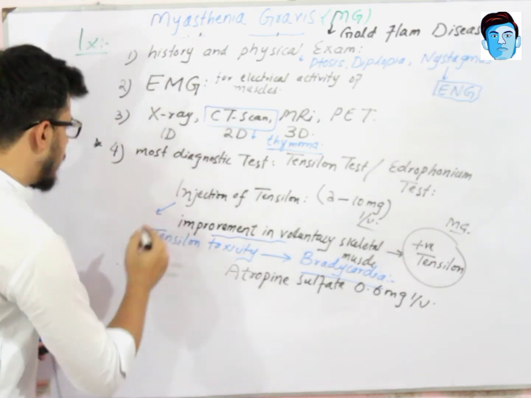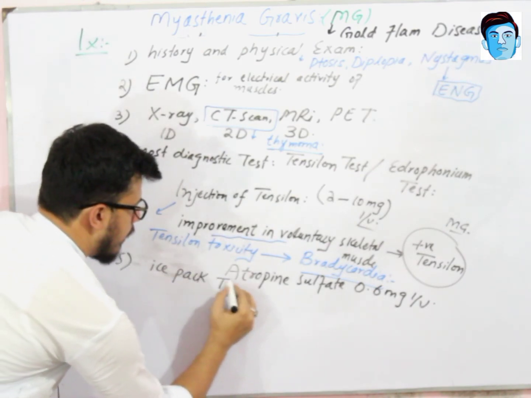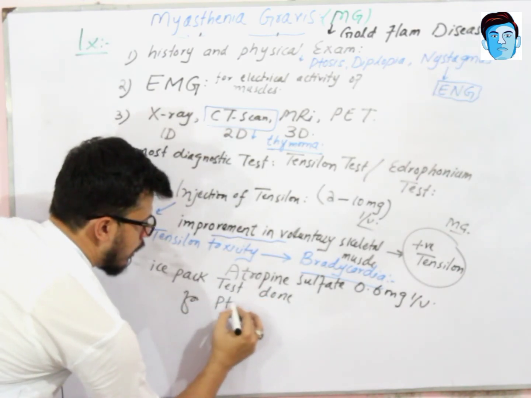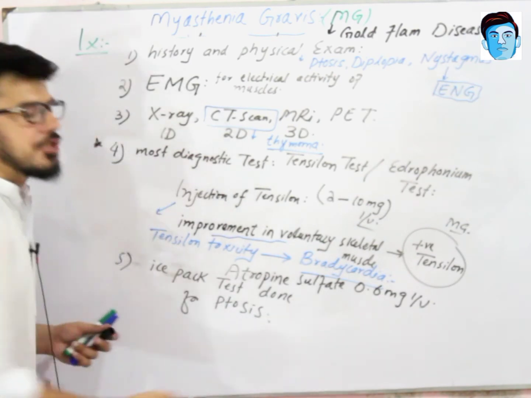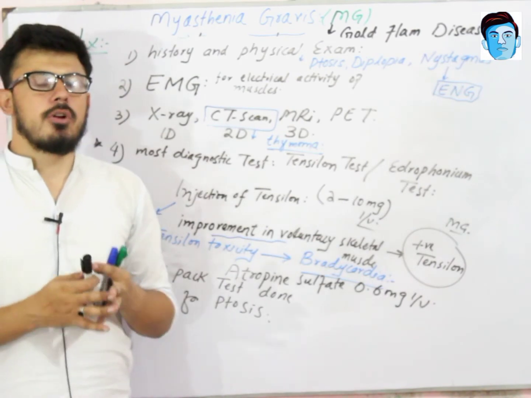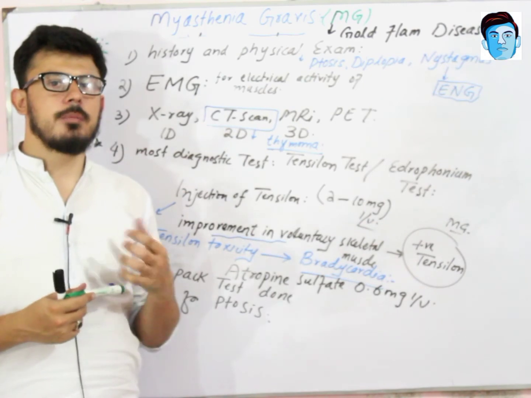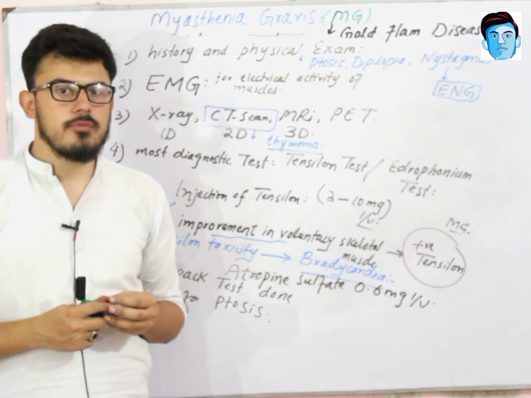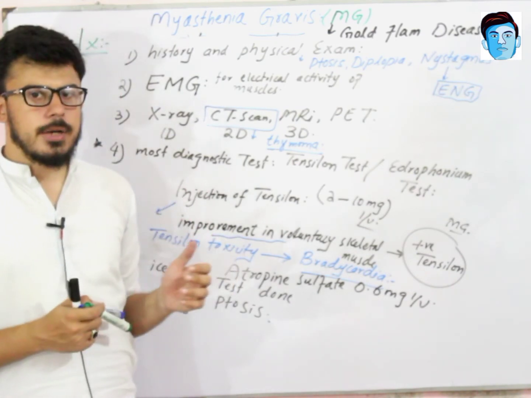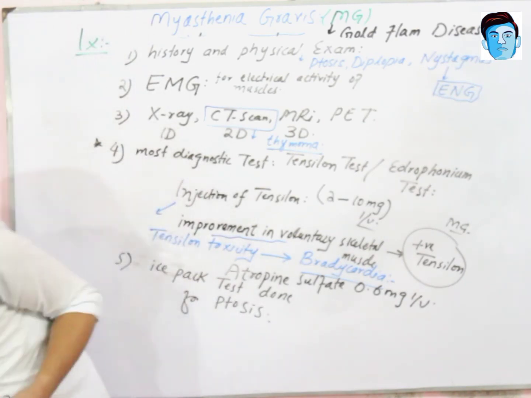Also, we will be doing the Ice pack test, which is done for ptosis. So I repeat, what are the investigation options? First, history and physical examination are important. An electromyographic scan can be done in such a condition. Also, we can go for X-ray, CT, MRI, and positron emission tomography. But the most definitive and diagnostic test is the Tensilon test or Edrophonium test. Also, for ptosis, we have the Ice pack test.